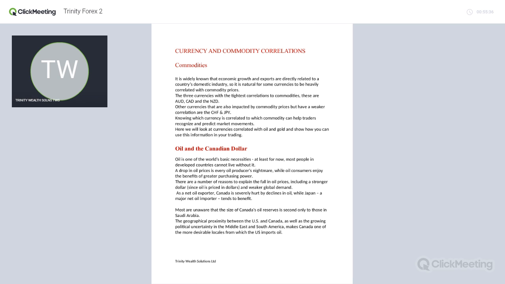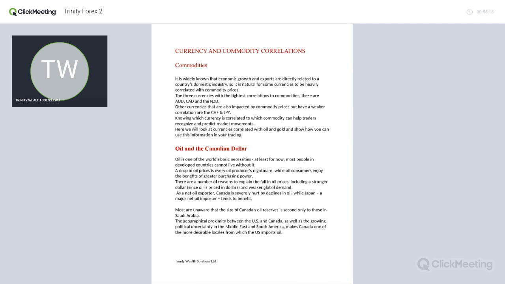So we say there are some currencies which are strongly related or correlated to certain commodities. So whatever is happening to that commodity can help us decide whether to trade that currency, whether to sell or to buy. We're going to see which currencies those are and how they are related. It is widely known that economic growth and exports are directly related to a country's domestic industry. So it is natural for some currencies to be heavily correlated with commodity prices. The three currencies with the tightest correlations to commodities are the AUD, CAD, and NZD.